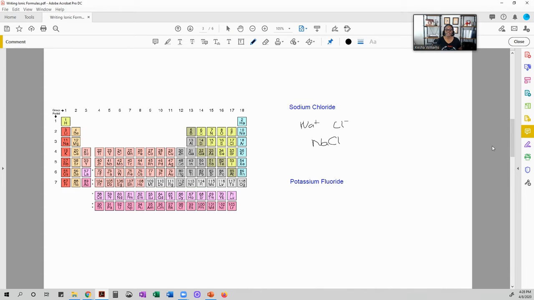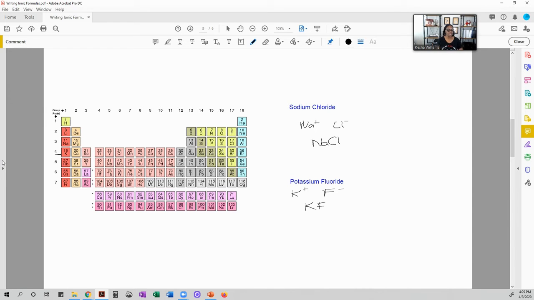Okay, so our next example is potassium fluoride. The first thing we want to do again is to write our ions. Potassium is right here in group 1. So it will have a positive 1 charge, and fluoride is in group 17, and it will have a negative 1 charge. Again, these are already balanced. So the great thing is that the only thing we have to do is write the formula, write them together.